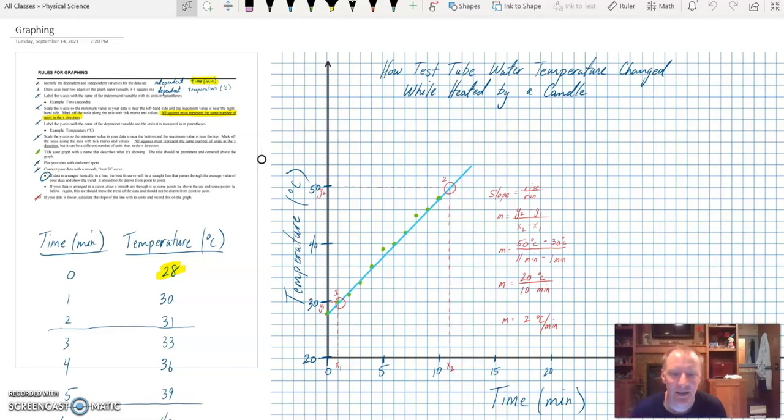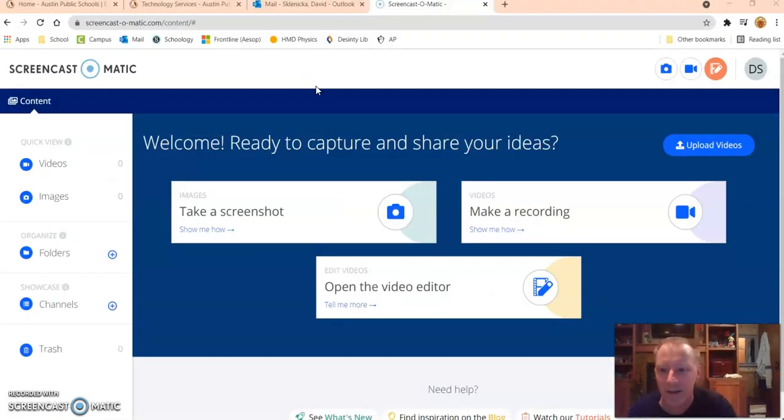This means that on average, our candle, in my candle, with the data I made up, was increasing the water temperature by 2 degrees every minute. I suspect you will have a little bit different measurement depending on how much water you had, how high you raised it, and all of that. But I hope to see some similar calculations when I come back to class, hopefully, like I say, very soon.